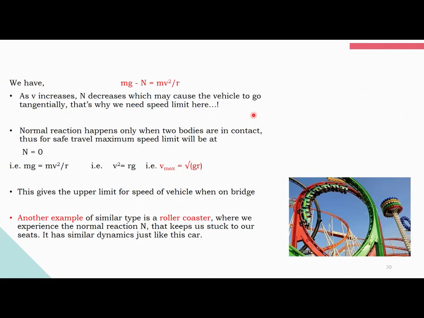Normal reaction happens only when two bodies are in contact. Thus, for safe travel, the maximum speed limit will be at N is equal to 0. That is, mg is equal to mv square upon r. That is, v square is equal to rg. Then, after taking the square root, we get v max is equal to under root of gr. This gives the upper limit for the speed of the vehicle when on the bridge.